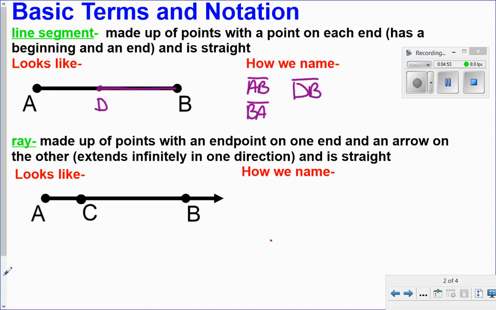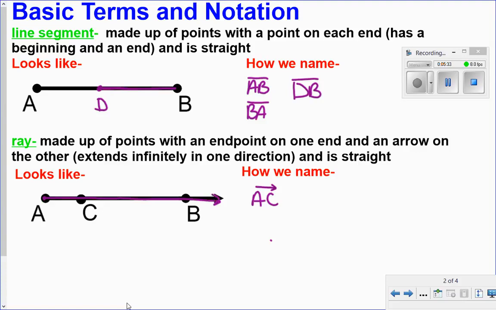A ray is named similar to how we name a line segment or a line. We do still use 2 letters. However, this time, the first letter is important because it indicates where you are starting the ray at. So for example, I could name this ray AC. And notice the notation that I use there on top of the points A and C. It looks like a ray. Now that's indicating that I want to start the ray at point A and I want to continue on forever in the other direction.